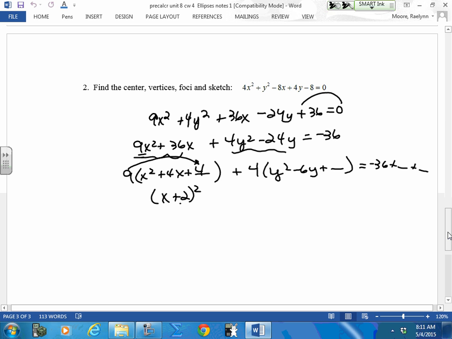Now to get it out of this parentheses, distribute the 9. What is 9 times 4? 36. That goes here, not on this side. You don't put it on your left side because that's where you completed your square. What's half of negative 6? Negative 3. We've got to bring down the 9. What's 3 squared? Bring this out again. What's 9 times 4? 36. Bring your 4 down. And these 36's come out. 36.